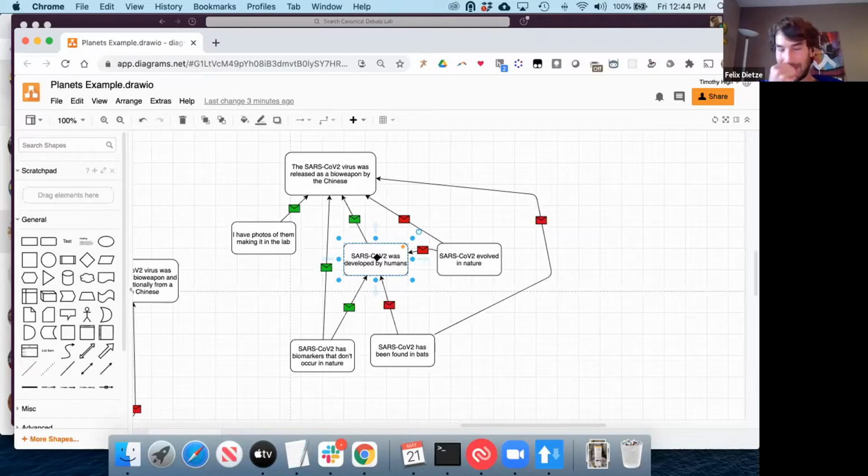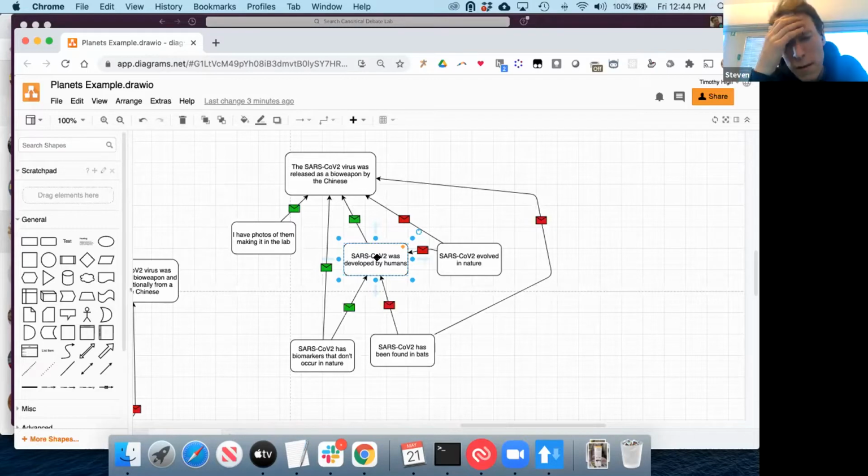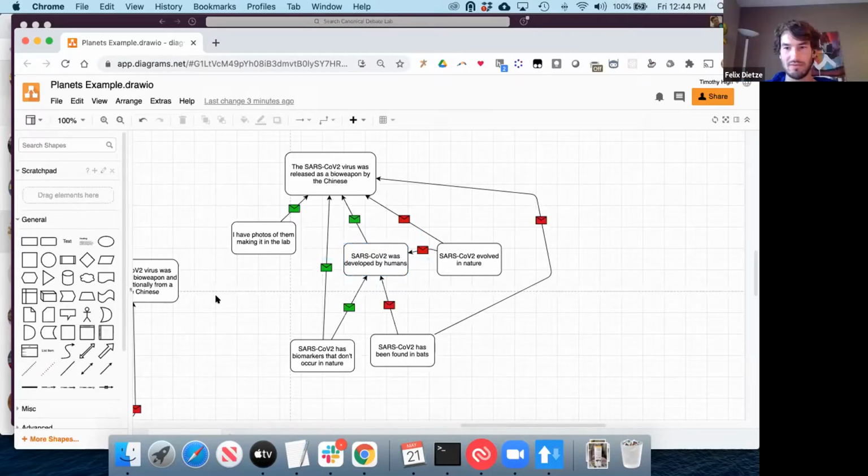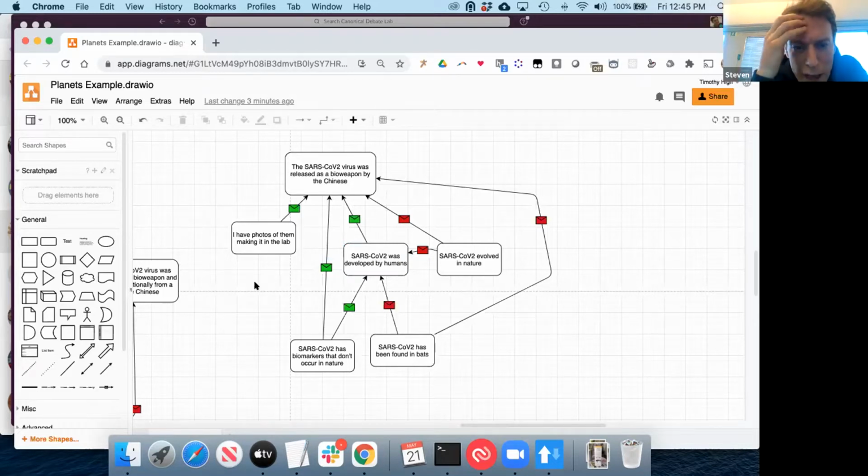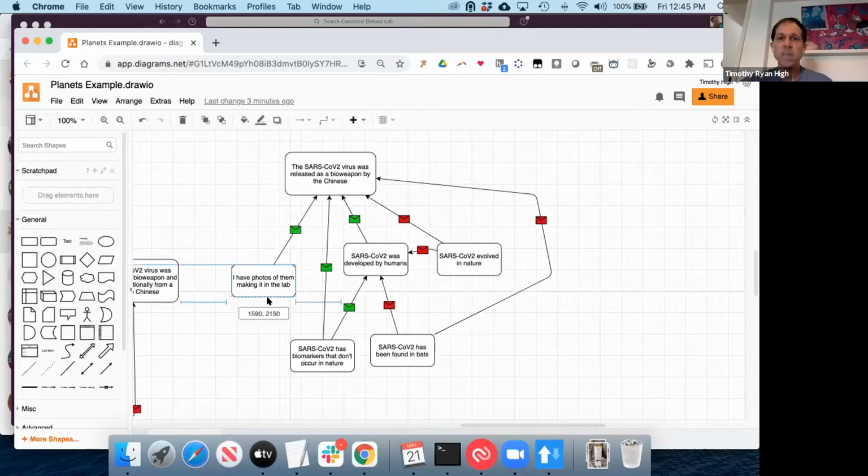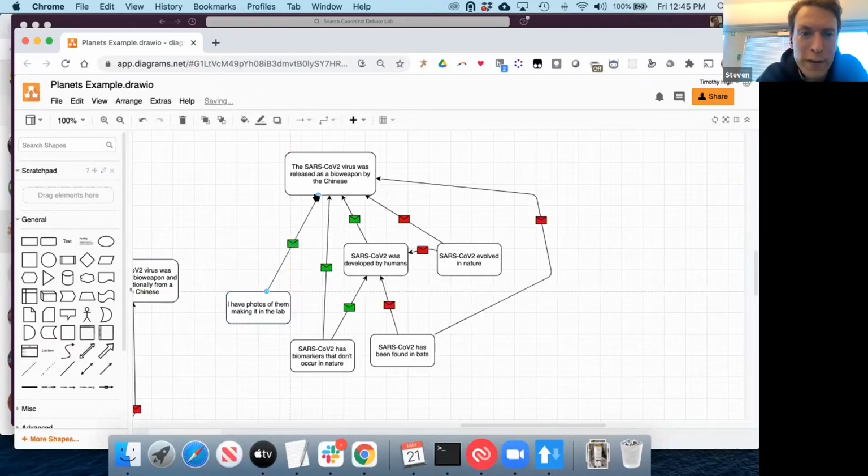Ones that you're talking about, Tim. I'm trying to understand what's wrong about that. Is that what you're saying, Stephen? Why is it more wrong to add photos of them making it in the lab as a supporting argument to the top claim as opposed to adding it to the other one? How is it wrong? It fits in both. Because if you put it exactly, well, no. Is it wrong because you don't want it to be in two places?